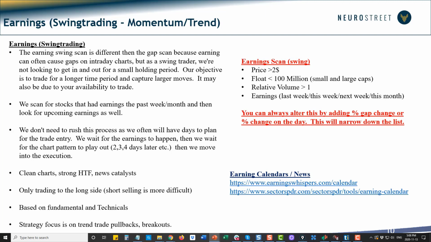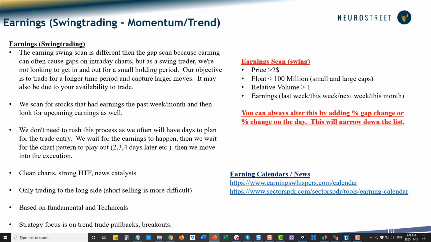Now, what's nice about the different earnings scans is it's very simple. We're looking for stocks above $2. We're looking for float less than 100 million on small and medium caps, because we're looking for slightly small caps and medium cap stocks. You could trade large caps and you could increase the float here. This is really just a preference. You can always change that.